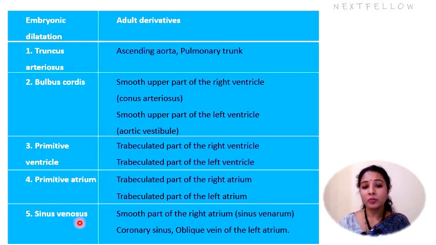Lastly, the sinus venosus. The sinus venosus will get absorbed into the developing heart and forms the smooth part of the right atrium, which is the posterior part of the right atrium, called the sinus venarum. It also takes part in the formation of the coronary sinus and the oblique vein of the left atrium. So these are the derivatives of the sinus venosus in the adult heart.